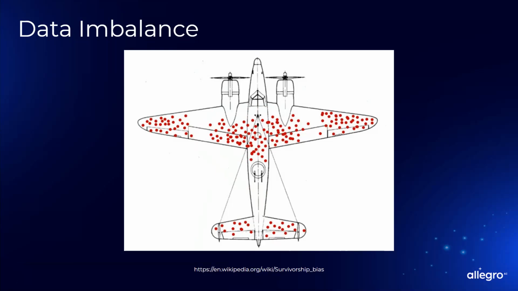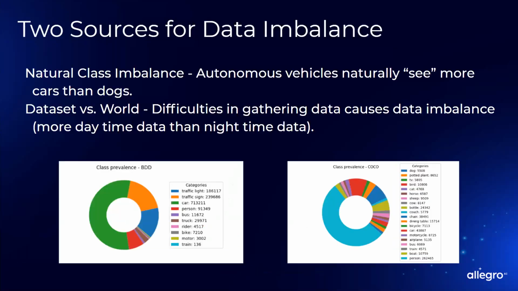It means that the data that you're seeing is just a subset of the population, and sometimes it's a completely unimportant subset of the population, okay? And sometimes that's what you have in data sets. There are other sources, but these are two main sources for data imbalance. The first one is the natural class imbalance. If you're looking at Berkeley Deep Drive and dash cam footage, naturally you will see more cars than dogs, right?